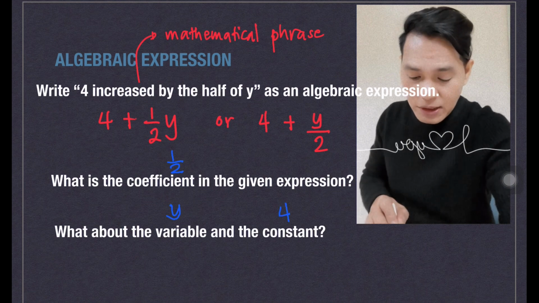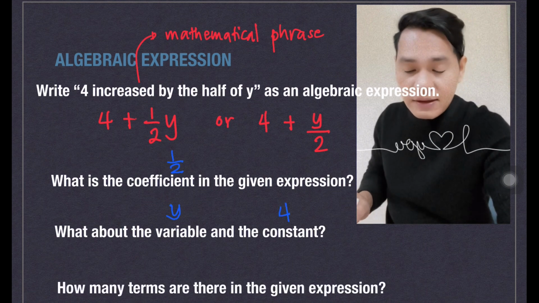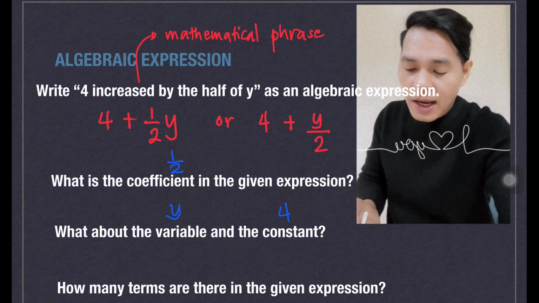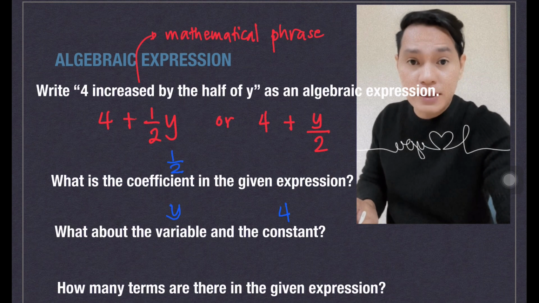The next question is, how many terms are there in the given expression? Basically, to count the terms, just count those separated by a plus or a minus. Here we have 4 and 1/2 y, so therefore there are 2 terms here. Okay?